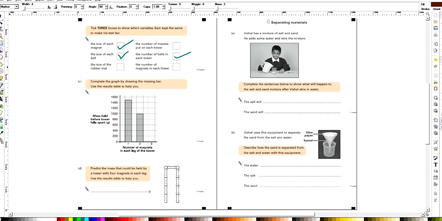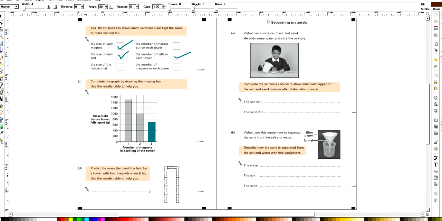I'm going to try to draw a bar. Okay, there you go. So it should be a 700. 700 is between 600 and 800. There you go. It should be that kind of height.